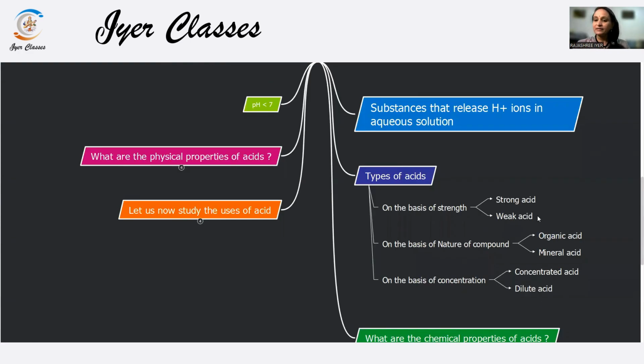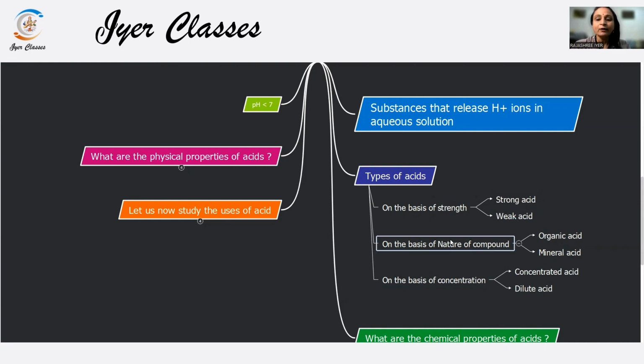Acids can be classified into two types, strong acid and weak acid, on the basis of strength. If a substance dissociates in water, meaning most of its molecules dissociate into H+ ions and negative ions, it is called a strong acid. And if the dissociation is weak, meaning fewer molecules dissociate into H+ ions, it is termed a weak acid.